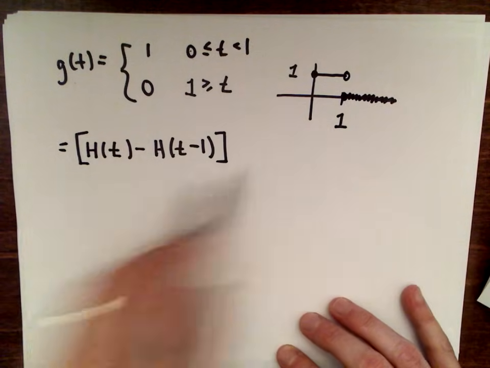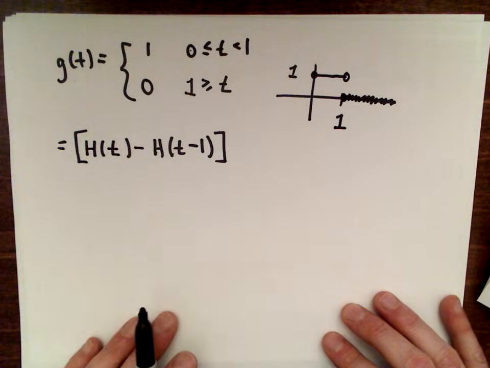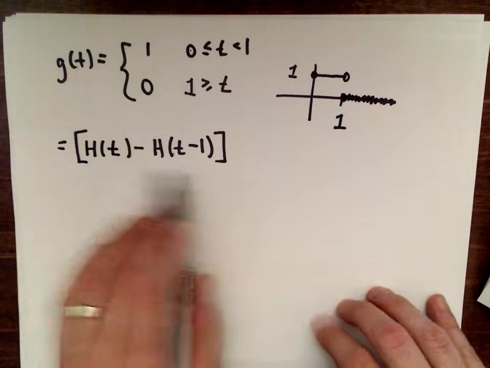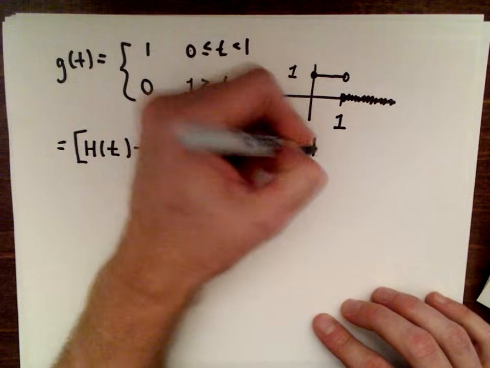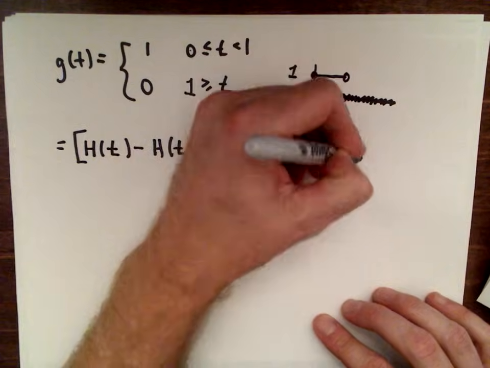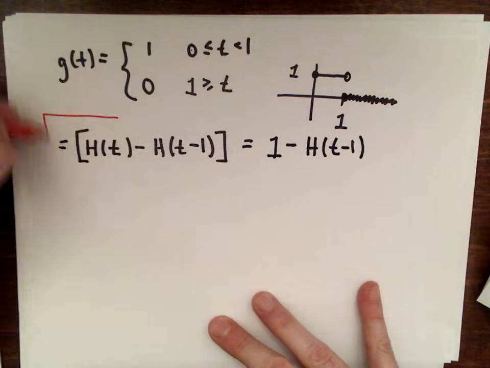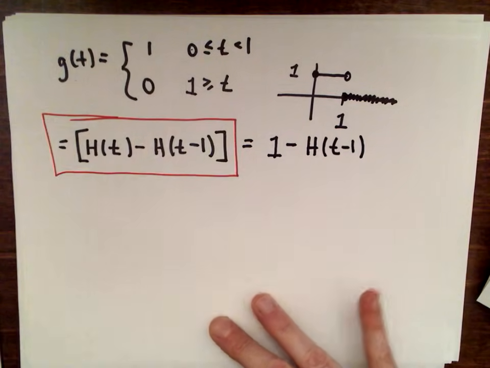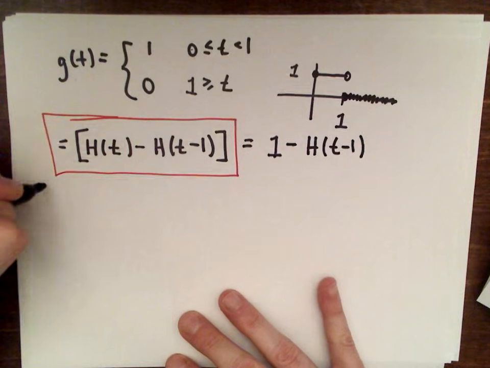Again, if you haven't seen Heaviside functions, I've got some videos on those. You might want to check those out. But you could also write this one equivalently as 1 minus h of t minus 1. But I think I'm just going to use this form on the left because that's what I've talked about in some other videos.